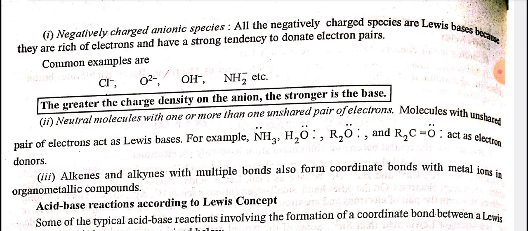Third, neutral molecules with one or more unshared pairs of electrons. A molecule with an unshared pair of electrons acts as a Lewis base. For example, ammonia, water, and ether act as electron donors. Alkenes and alkynes with multiple bonds also form coordinate bonds with metal ions in organometallic compounds.